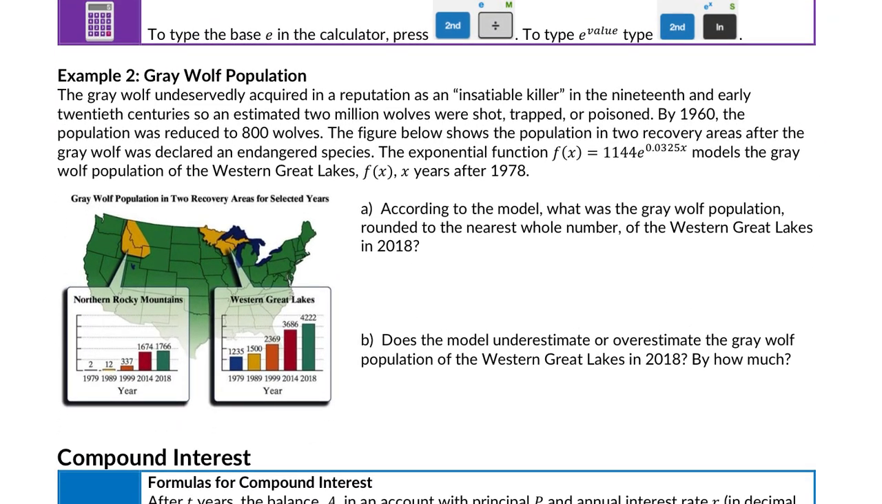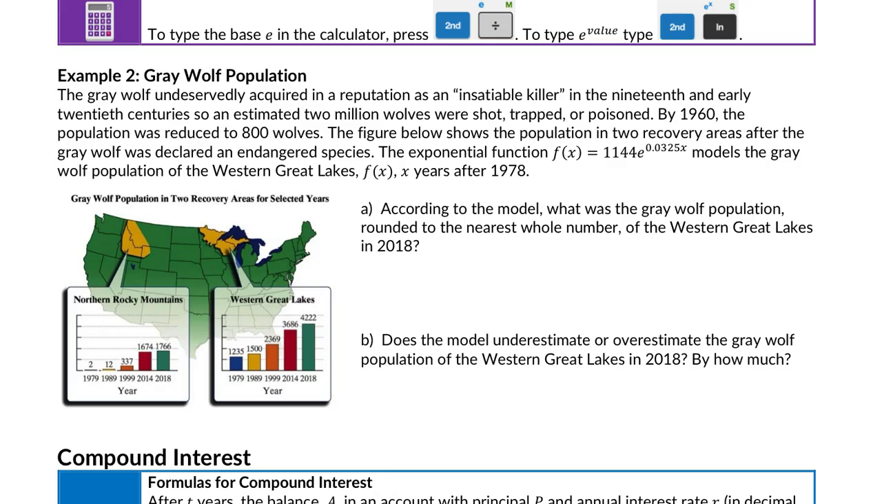The gray wolf, which is a breed of wolf, undeservedly acquired a reputation as an insatiable killer in the 19th and early 20th centuries. So an estimated 2 million wolves were shot, trapped, or poisoned. By 1960, I know, don't worry, there's hope, because by 1960, the population was reduced to 800 wolves only. We then placed them on the endangered species list. So the figure below shows the population in 2 recovery areas after the gray wolf was declared an endangered species.